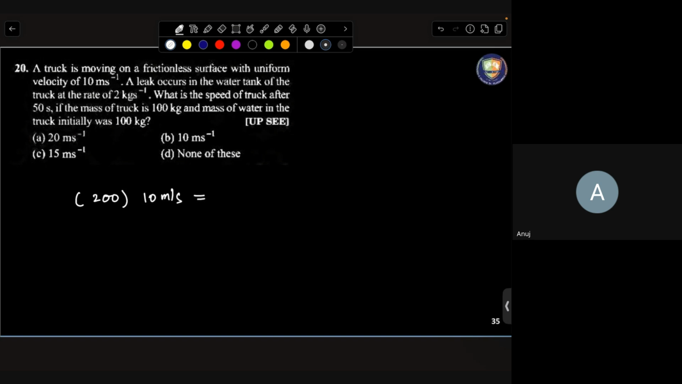Finally, they are saying it is leaking at the rate of 2 kg per second. So after 50 seconds, how many kgs must have moved out? It should be 100 kg. So what is left afterwards is 100. Since there is no external force, you can say the final velocity is something, uF. uF is 20 meter per second.